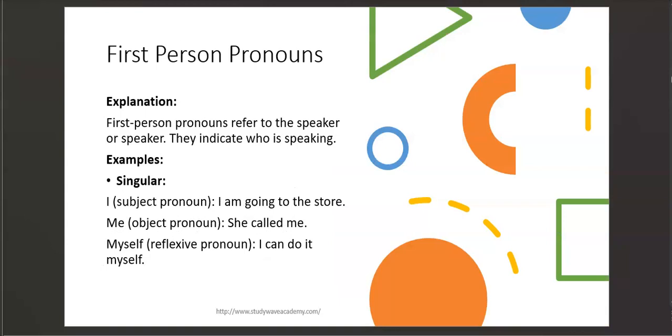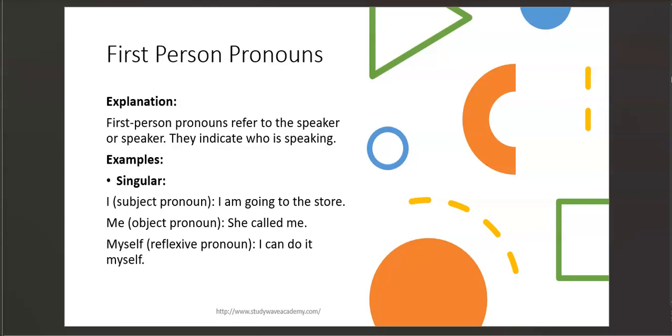The first person pronoun refers to the speaker, the person who is speaking. For example, right now I'm the one who's speaking, so I'm the first person pronoun here. You are listening, so you are the first person pronoun there, okay? The first person pronoun refers to the speaker. They indicate who is speaking. So whoever is talking, the subject, is the speaker.